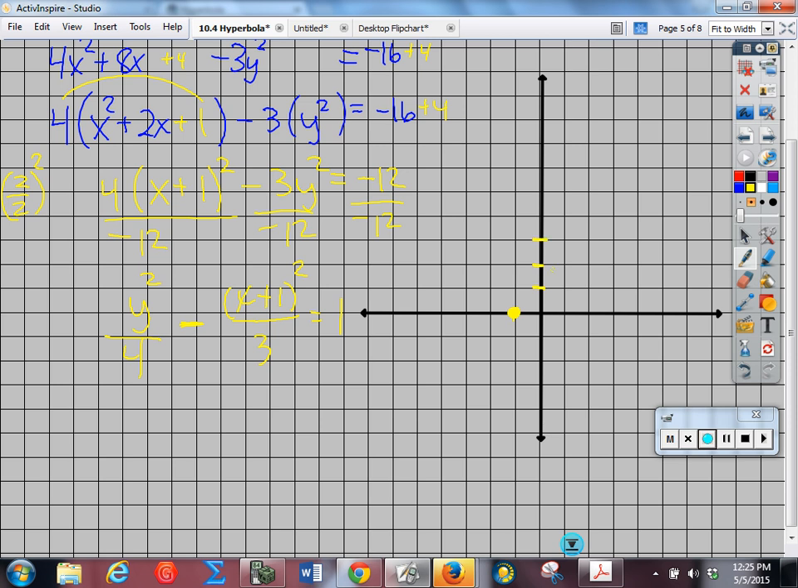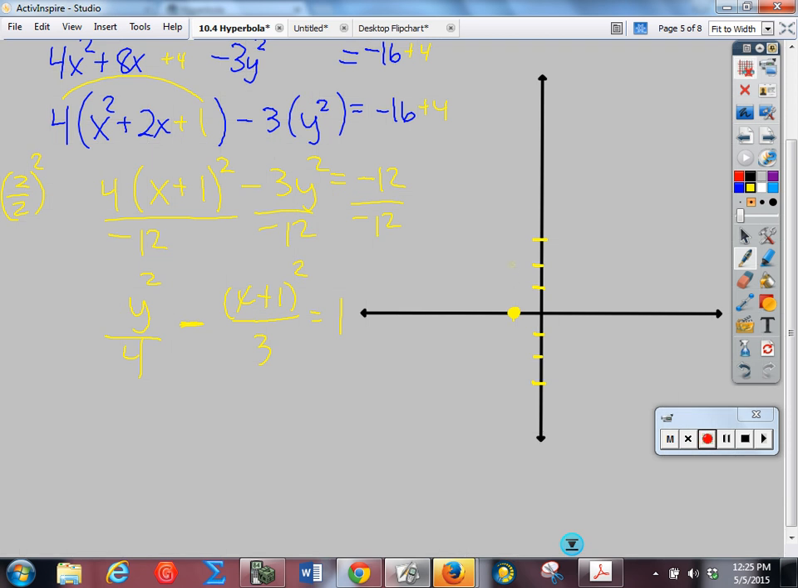How far right and left do I go? This is a 3 right here, so that's going to tell me how far right and left I go. Yeah, 1.75, so it's the square root of 3. So it's somewhere right here and right here. Now I draw a box, so let's move that a little bit farther out.